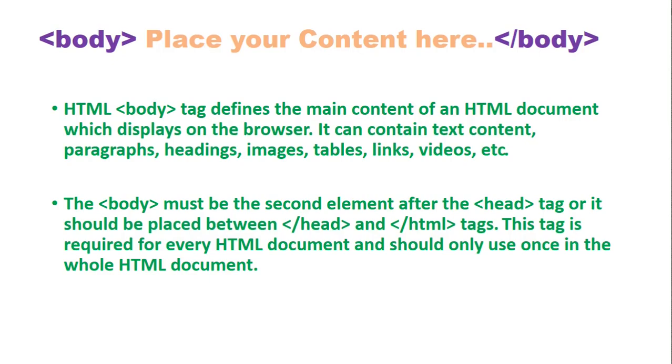Last tag in the boilerplate code is the body tag. This body tag contains the information which is displayed on the browser, so it can have a number of elements inside it. That means the body tag defines the main content of the HTML document which is displayed on the browser. It can contain text content, paragraphs, headings, images, tables, links, videos, etc. The body must be the second element after the head tag. It should be placed between the closing head tag and the closing HTML tag. This tag is required for every HTML document and should only be used once in the whole HTML document.